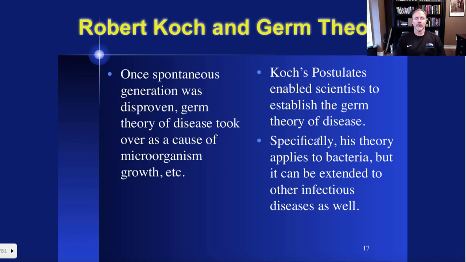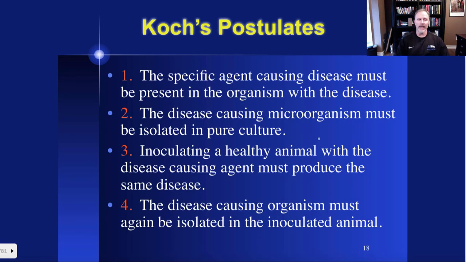Okay, so once we got rid of the idea of spontaneous generation, what Robert Koch was able to do was come up with this notion of germ theory of disease, establish the idea that if you're sick, you have the ability to get other people sick, because the organism that is in you, getting you sick, gets transferred to another person, and then they become sick as well. And this gave rise to the notion of Koch's postulates.